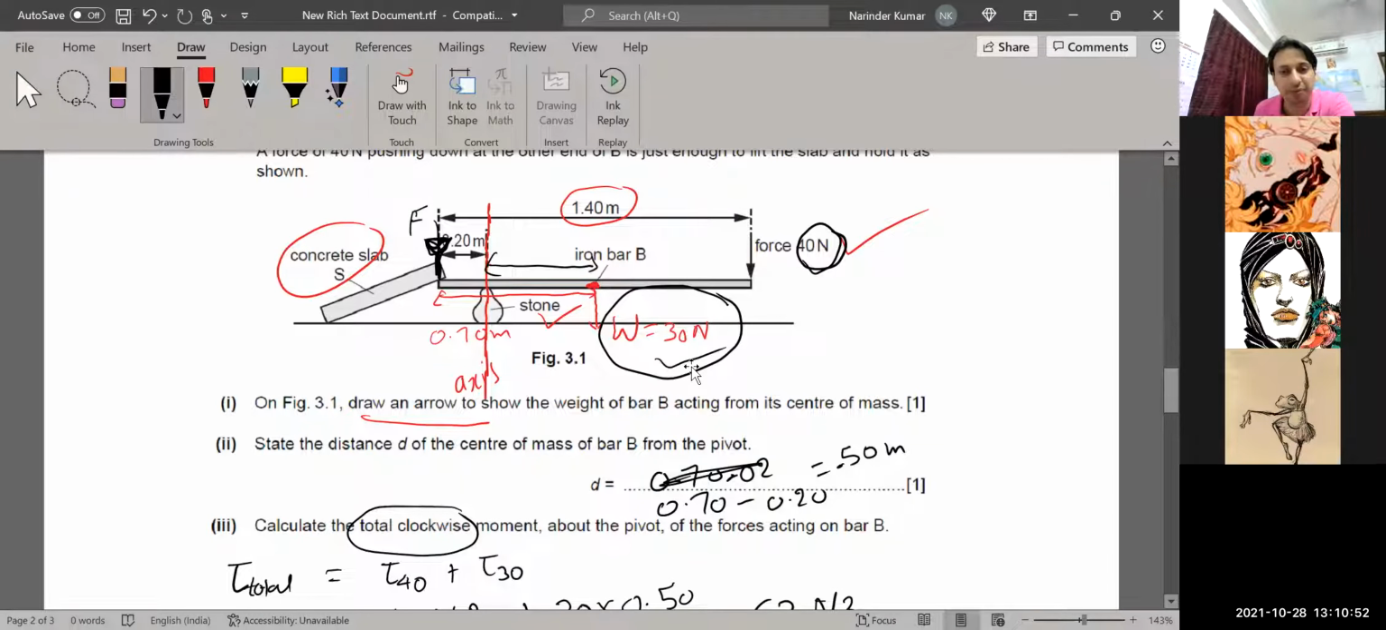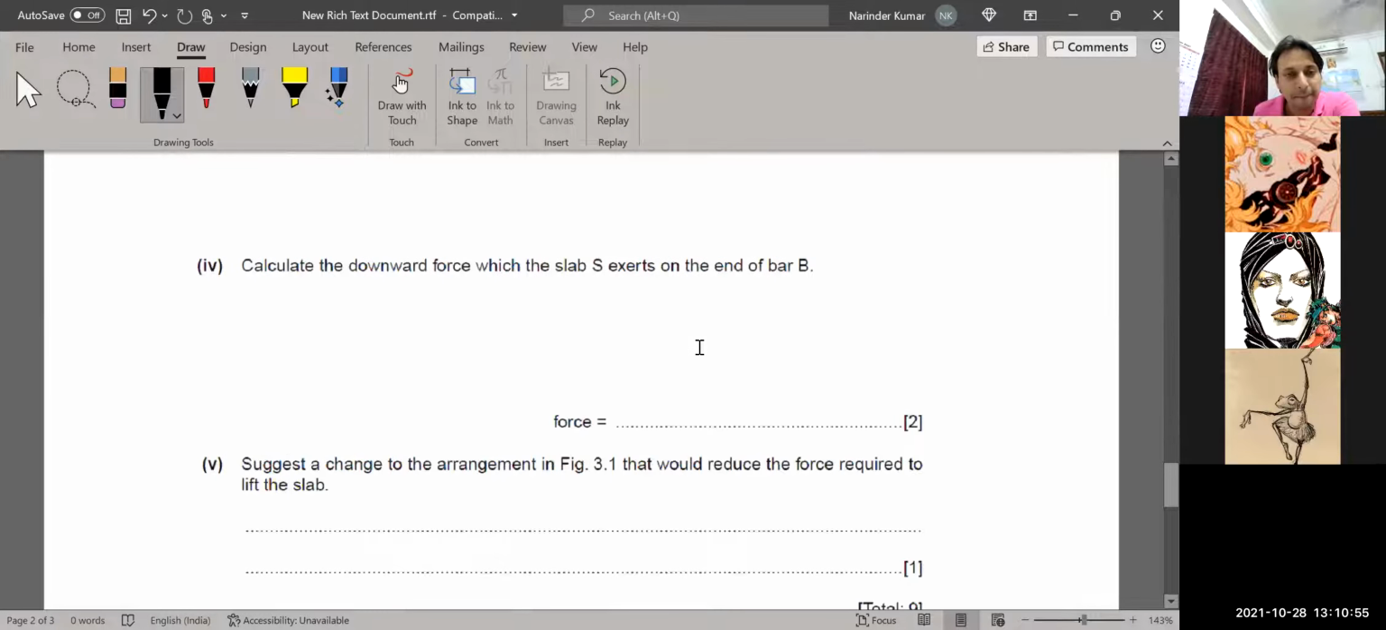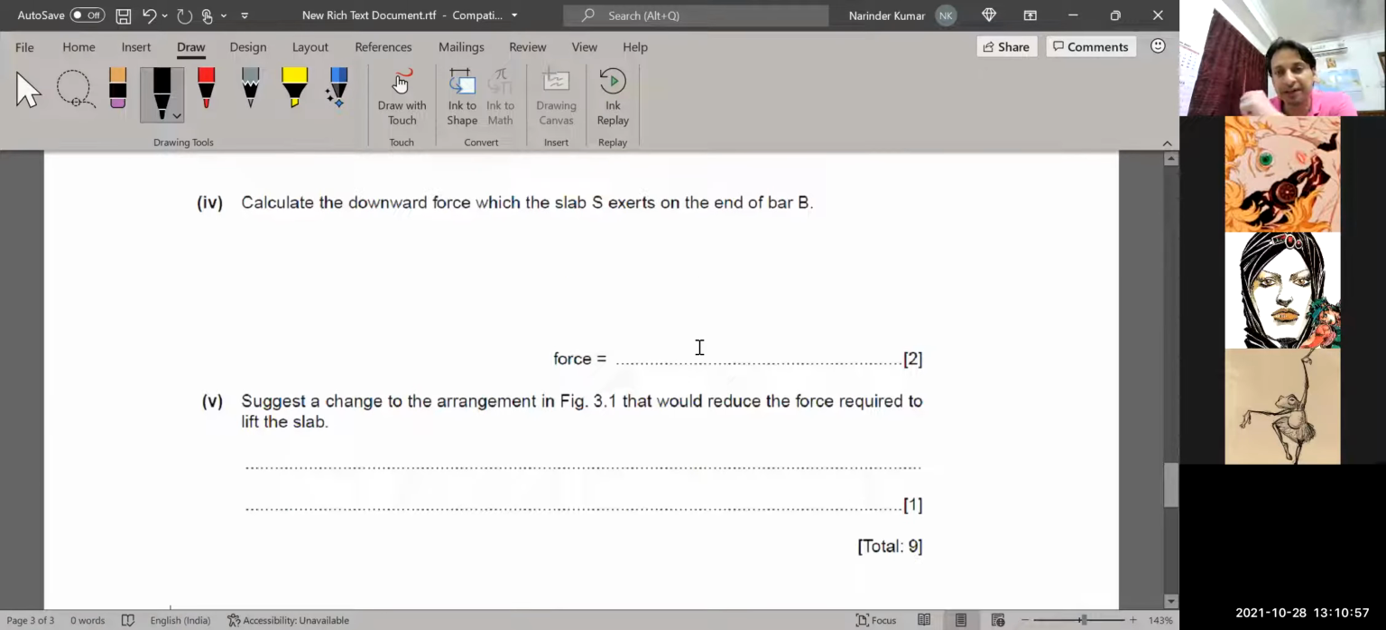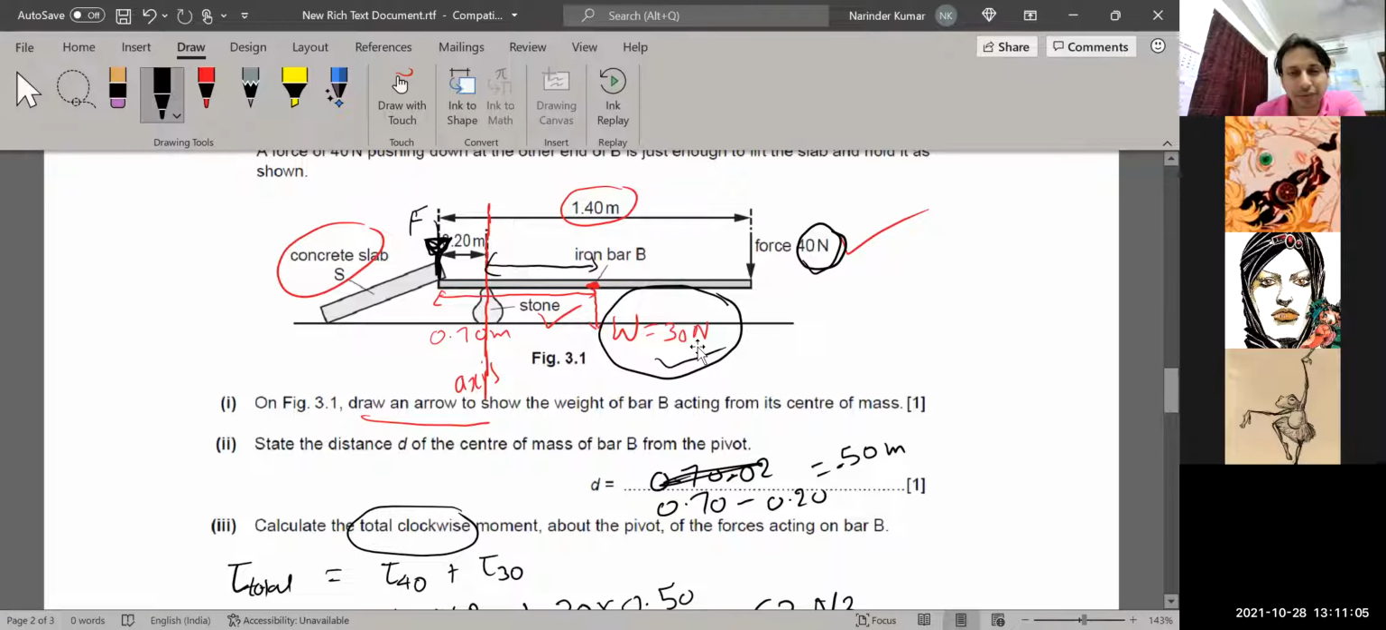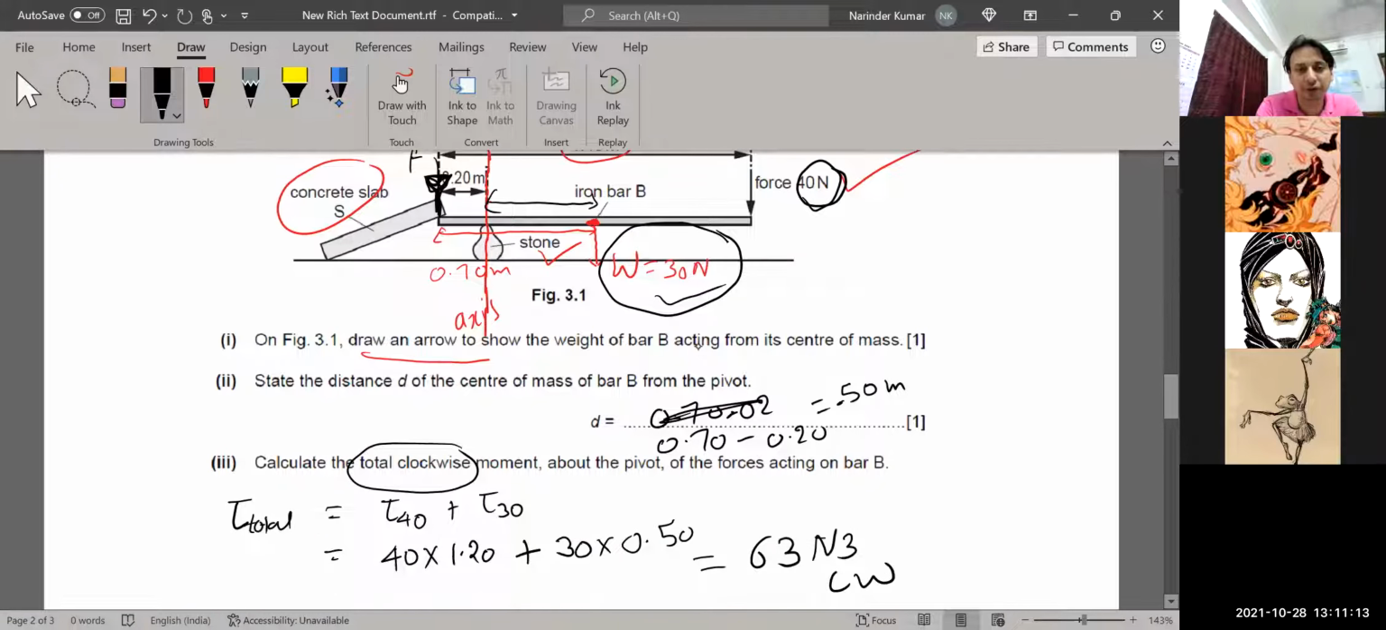Again, let me read the statement. Calculate the downward force which the slab S exerts on the end of bar B. How would you calculate this force, children? Principle of moments. From the principle of moments, you can see this force, which is acting on the left side, will make the moment in the anti-clockwise direction. The force is downward.